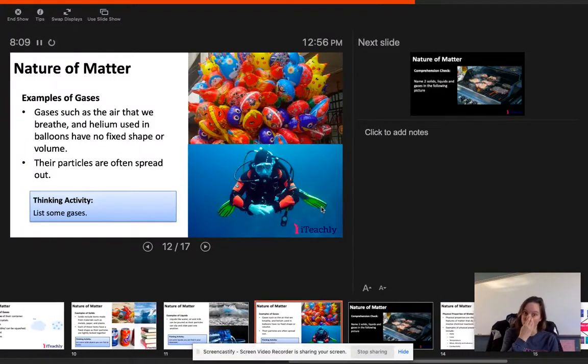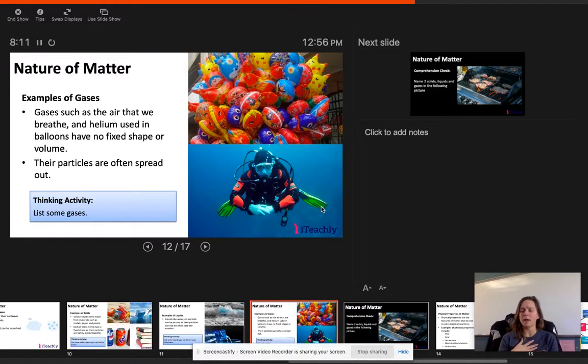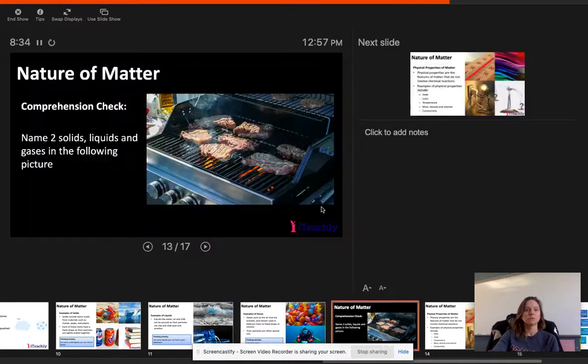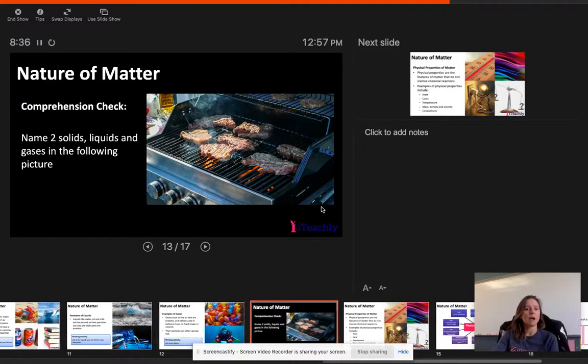And then the last one, gases. Our gases: the oxygen we breathe, the carbon dioxide we exhale, the helium to fill up balloons. These are all examples of gases. But remember, those are the ones we're familiar with, but nitrogen can be a gas. That may be one that we're not as familiar with. So let's go ahead and think about these. Name two solids, liquids, and gases from the picture. Can you identify them within the picture?